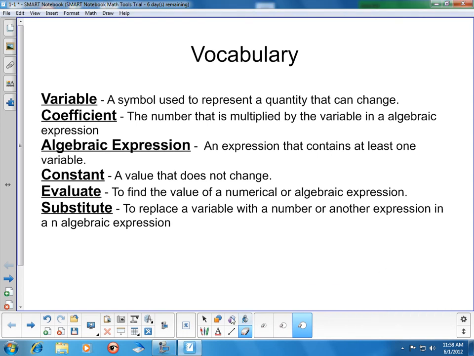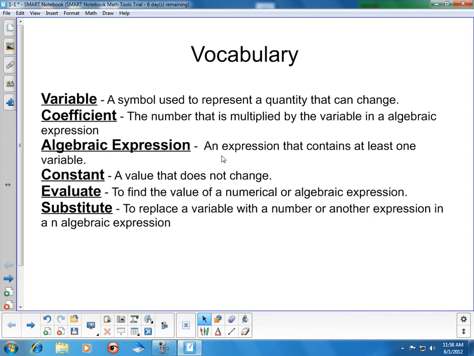Alright, today we're going to be talking about variables and expressions. First thing we need to discuss is your vocabulary. First vocabulary word in the lesson is going to be variable, which is a symbol used to represent a quantity that can change. The next one we're going to have is coefficient, which is the number that is multiplied by the variable in an algebraic expression.